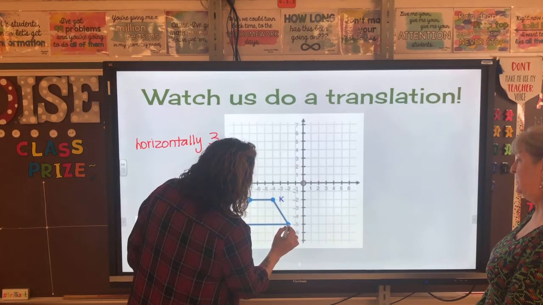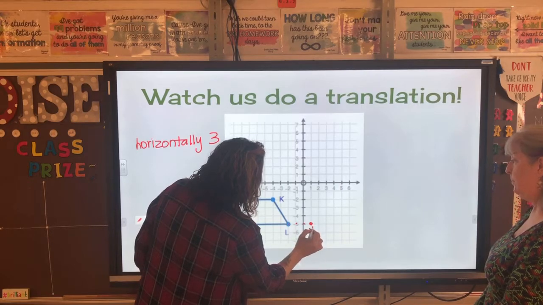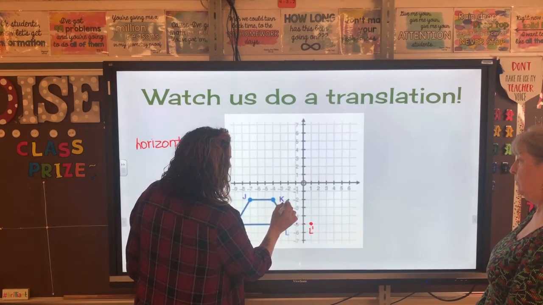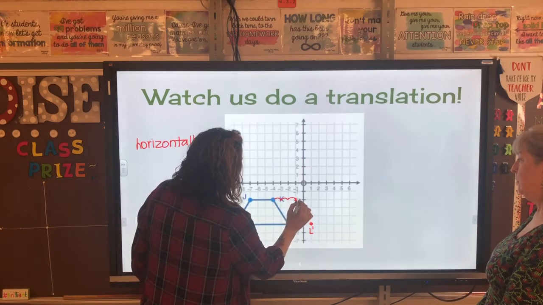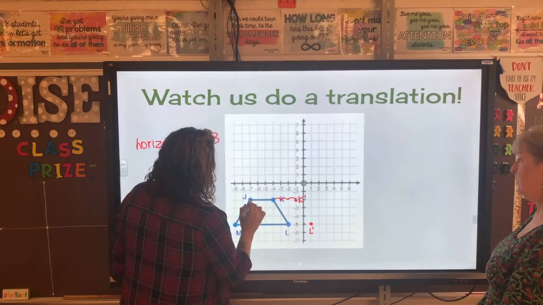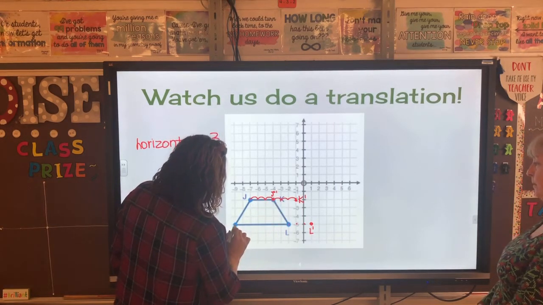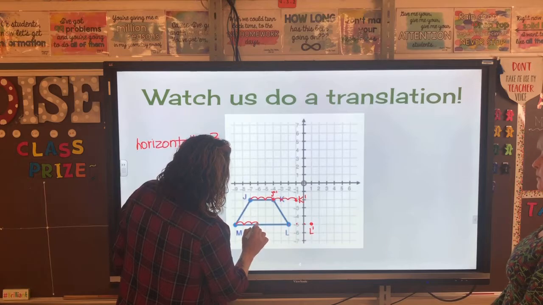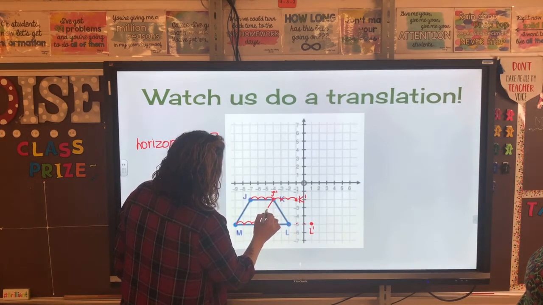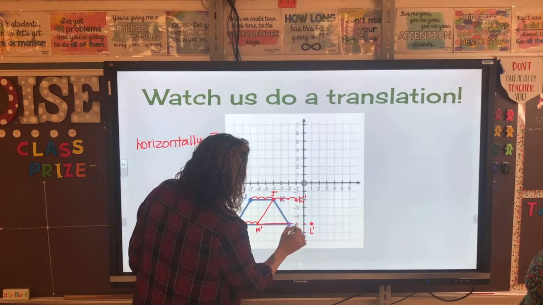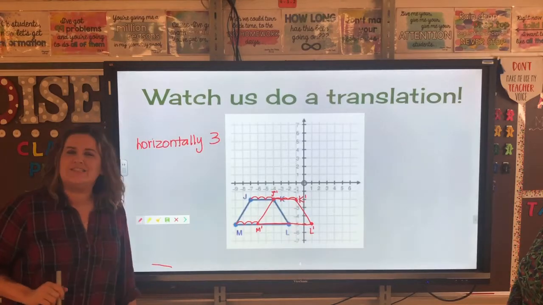Okay. So I'm going to move L 1, 2, 3. So here's my new L prime. I'm going to do K: 1, 2, 3. So here's my new prime K. And then J goes 1, 2, 3, that's my new prime J. Then I'm going to go 1, 2, 3 to my new prime M. And then I'm just going to connect my lines. And boom! I have translated the shape.